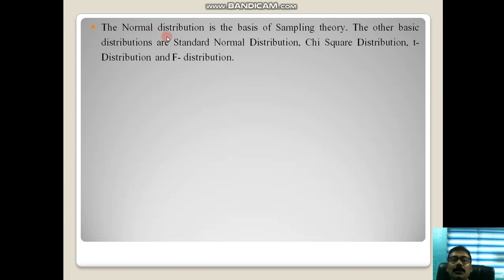Now we are coming to the normal distribution, which is the basis of sampling theory. The other basic important distributions are the standard normal distribution, chi-square distribution, t distribution and F distribution.